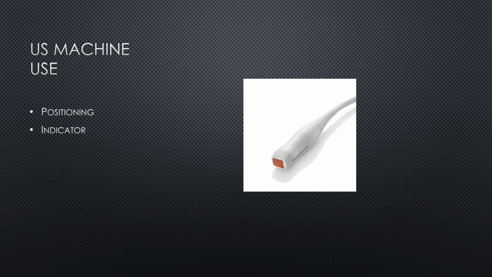So in general, if you are in the sagittal orientation, the probe indicator should face superior on the patient, and in the transverse orientation, it should be to the patient's right side. But again, this can depend on your indication. There's a bunch of different exceptions to that, but that's just a general rule.